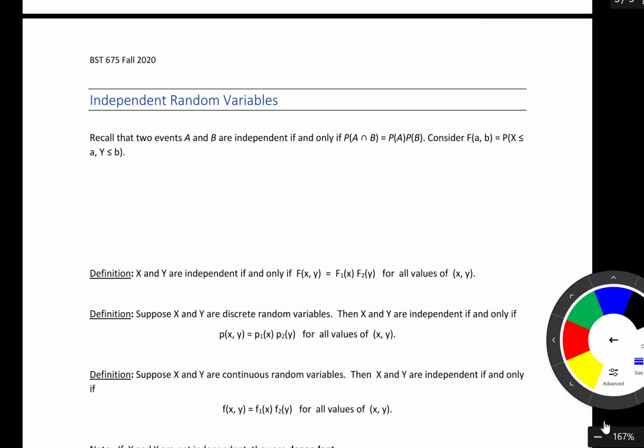Next, we're going to talk about the idea of independence. Recall that two events A and B are independent if and only if the intersection is equal to the probability of A times the probability of B. We could do something similar. Consider this right here. One thing to note is that the comma means the same thing as and. Okay, well, this implies the following.